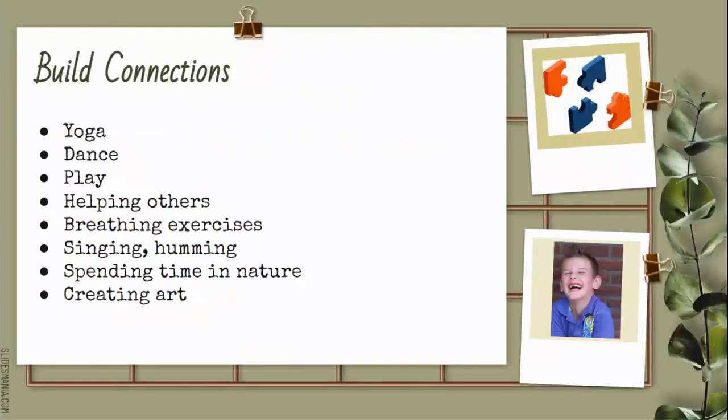Also, we can build connections with our students. Doing things like yoga or stretching, dancing, playing, helping others, breathing exercises, singing, humming, spending time outside, or creating art all help the student to regulate their nervous system and can be very beneficial in helping students who have experienced trauma.